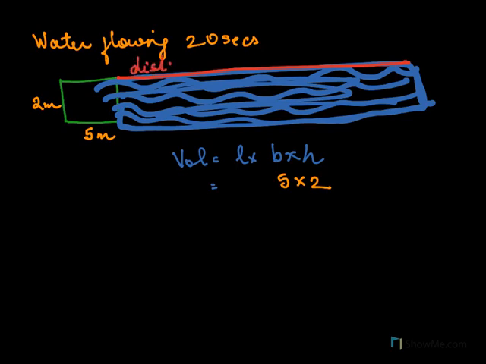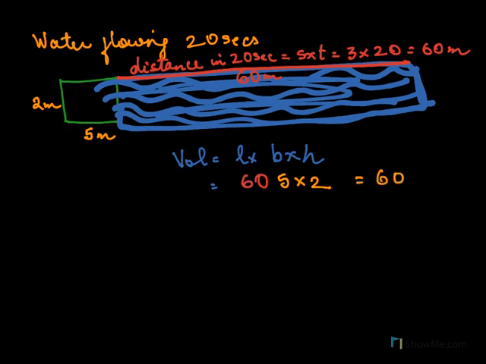It is the distance traveled by the water in 20 seconds, which is speed into time. The speed we know of this water we have taken is 3, the time is 20, so it is 60 meters. It travels a distance of 60 meters. So this is 60 meters. So I put 60 here. So it will be now 600 meter cube is the volume of water flowing in 20 seconds.